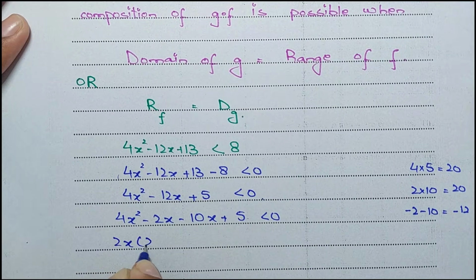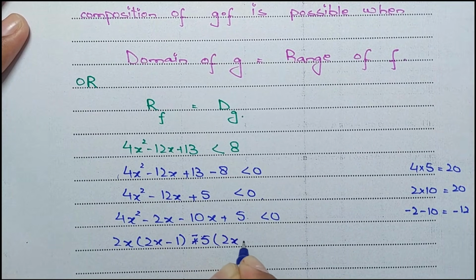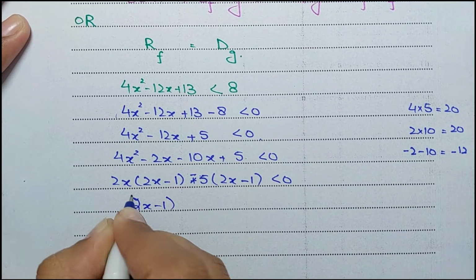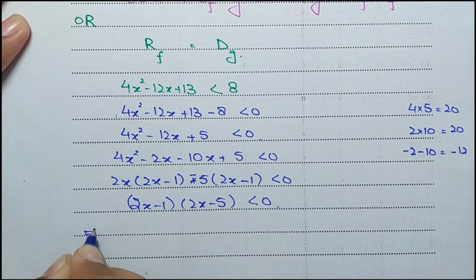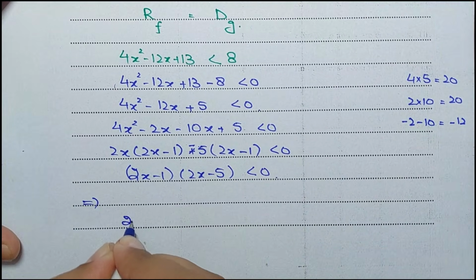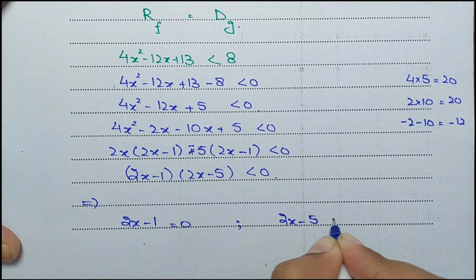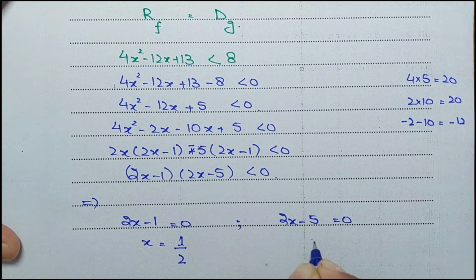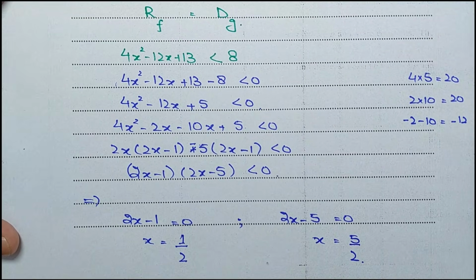Take 2x common. We are left with 2x minus 1. And take 5 common, negative 5 common. So we are left with 2x minus 1. This is less than 0. Okay, so factors are 2x minus 1 and 2x minus 5. They are less than 0. Or we can then simplify. You will get 2x minus 1 equals to 0, or 2x minus 5 is equals to 0. From here, what is the x value? Shift the 1 on the other side plus 1 and divide by 2. X would be 5 on the other side divided by 2. So these are the two values for x, right?